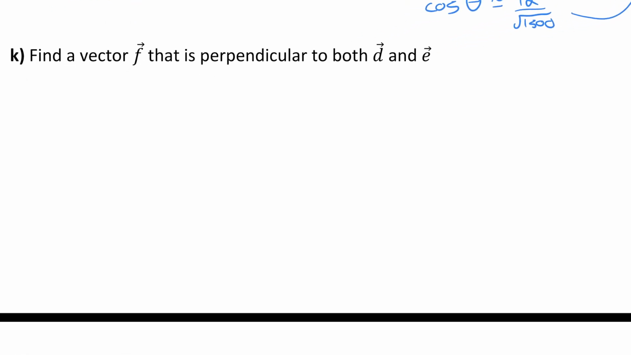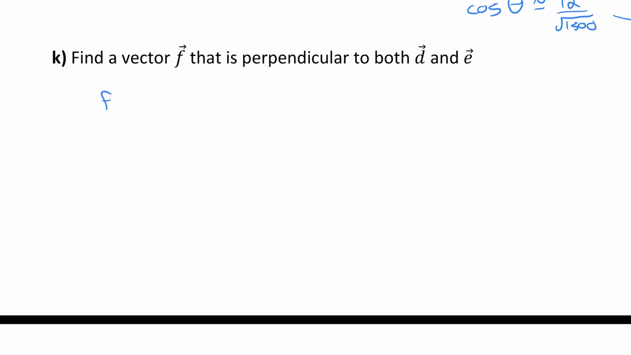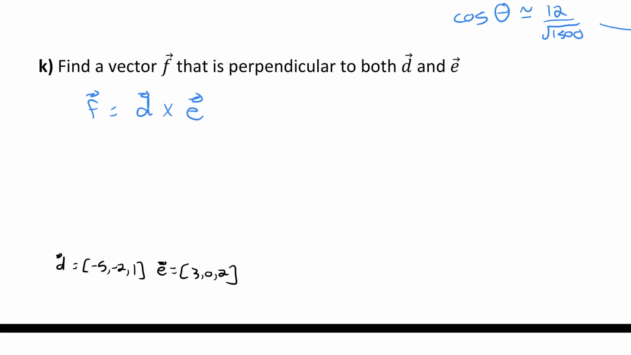And part K is the last part of this question. I need to find a vector, and it's telling me to call it vector f, that's perpendicular to both D and E. Well, if I want a vector perpendicular to two other vectors, I just find their cross product. So I can say vector f is equal to vector D cross vector E. When I'm doing the cross product, underneath D, I'll write its second component, third component, first, second, same thing under E. So 0, 2, 3, 0. The cross product is going to give me a vector, and the important thing is that that vector is perpendicular to both D and E.